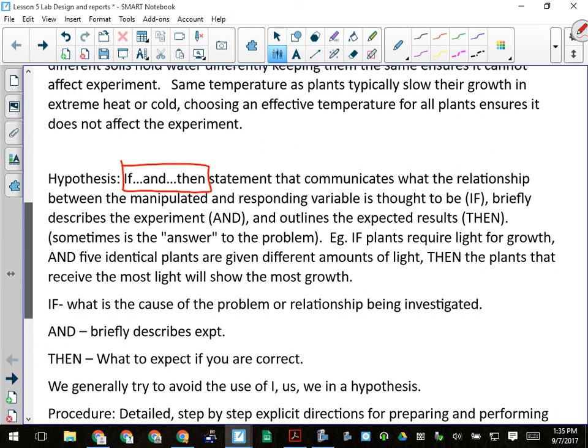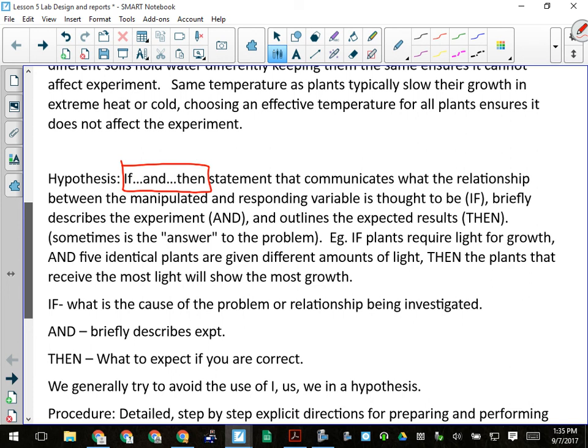It's saying that the more light they get, the better they'll grow. If you put a plant in 24 hours of sunlight for a month on end, is it going to like that? Probably not. Okay, I'm probably not going to be accepting this hypothesis after I perform the experiment. Okay, does everyone follow how that works?